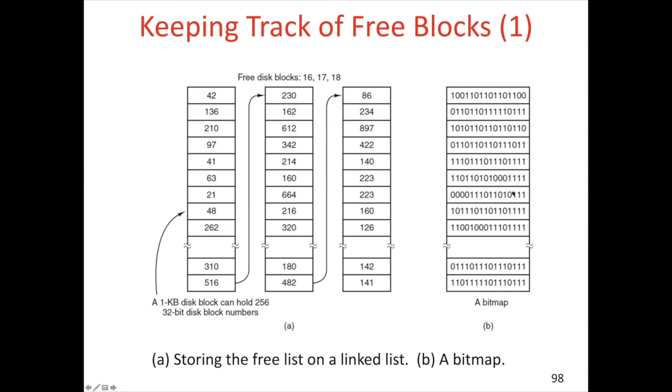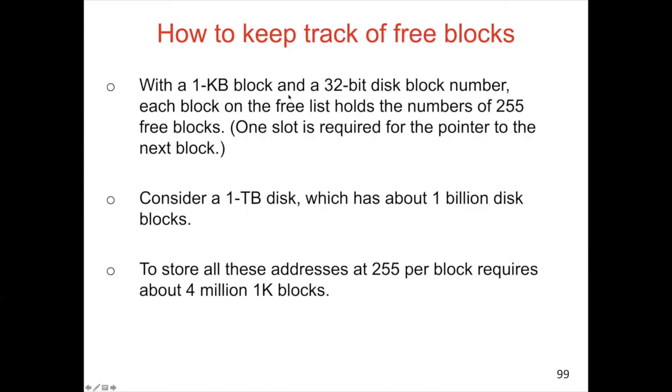5 is not free, etc. With a 1 kilobyte block and a 32-bit disk block number, each block on the free list holds the numbers of 255 free blocks. Notice that this is one less than what is available in the block, since one slot is required for the pointer to the next block.